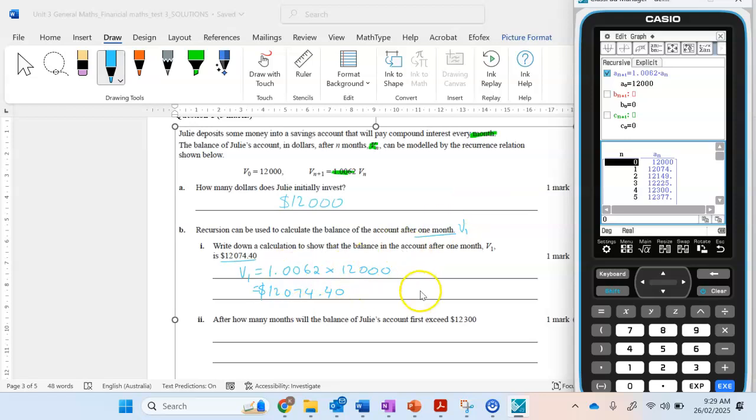So we want it to first exceed 12,300, which I can see there. So after how many months? 4 months.